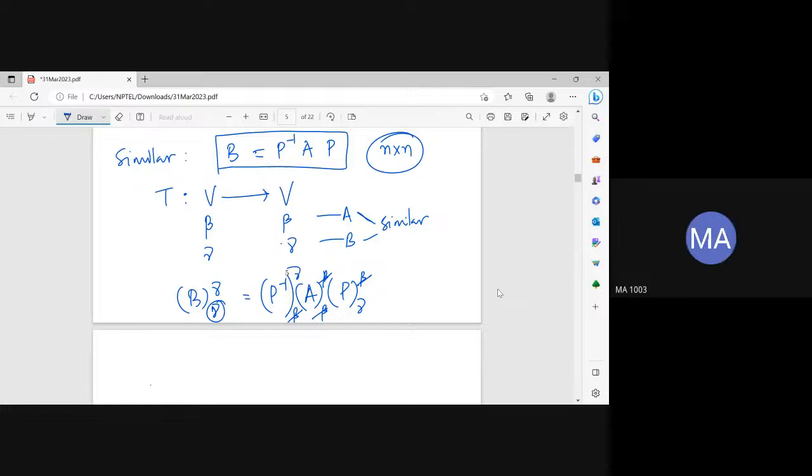Yeah. At least for this course, no. For our course, for our examination purpose, same Rn, or whatever is in the same two vector spaces, a linear transformation between the same vector space. Yes, thank you, ma'am.